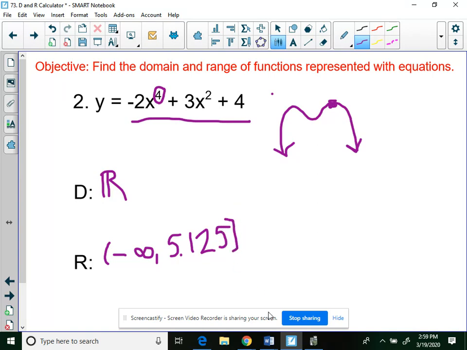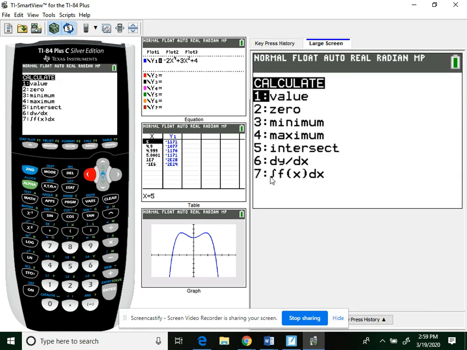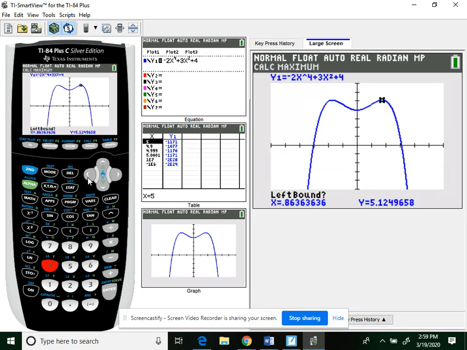Let's check the other one just to be sure. So clear, again second calc, I'm going to move to 4 to find the maximum, because this looks like it's symmetric, but I'm not 100% positive. So I'm going to do a left bound, enter, a little left of the max, right bound, and then enter for the guess. You don't have to actually guess. Okay, so this is a symmetric graph, so my highest point is 5.125, and we're done.